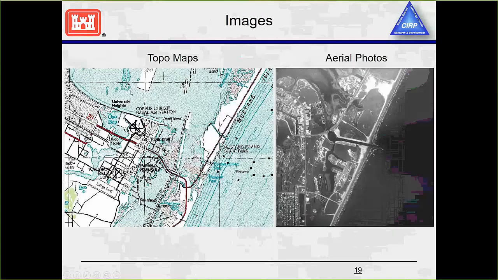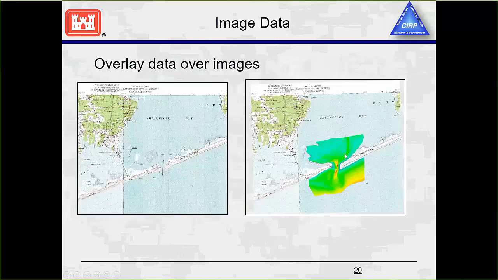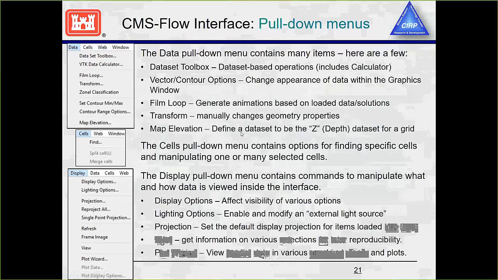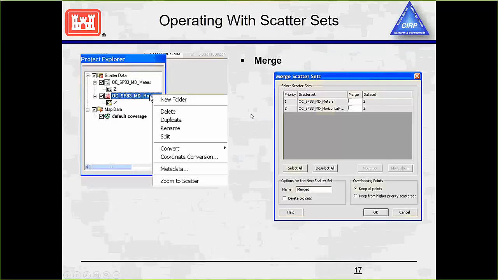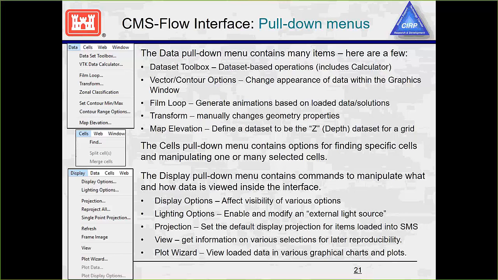So you can work with different types of images, topo maps, aerial photos. You can overlay your data onto those images and even make animations of this. So a lot of the different interface pull-down menus I'll go over in the demonstration. But there's a dataset toolbox that has a few little tools that we'll be using throughout this portion. One of them is called the data calculator, and that's important when we're working with our datums to do some conversions from feet to meters and things like that. Contour options for changing the way things appear, building a film loop. I'm not going to go into every one of these, but there are different things to be able to accomplish different tasks.